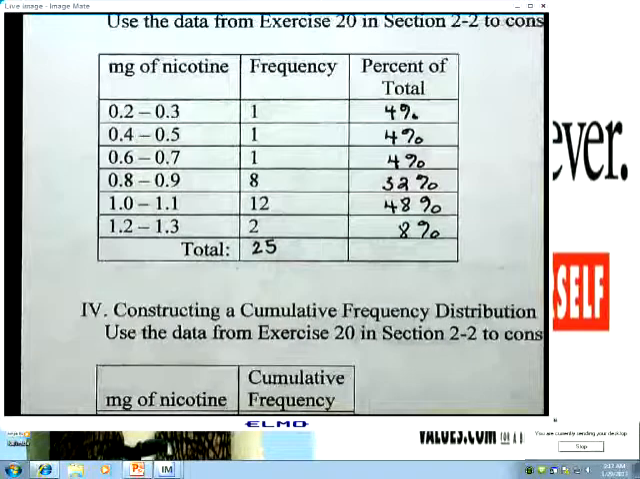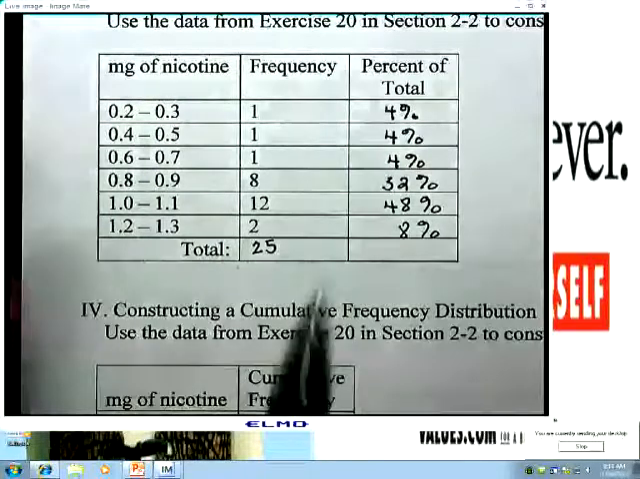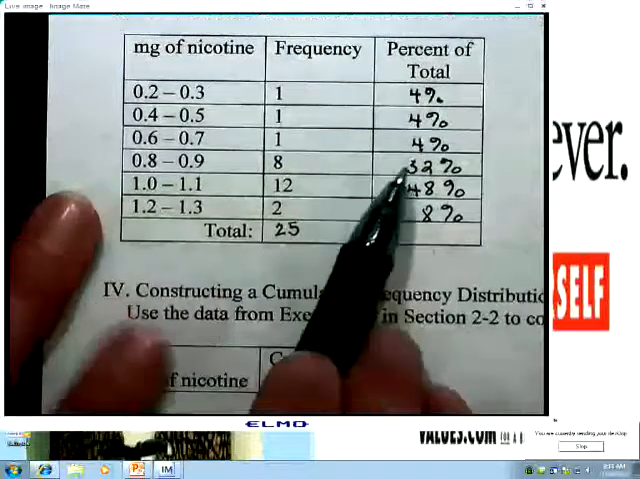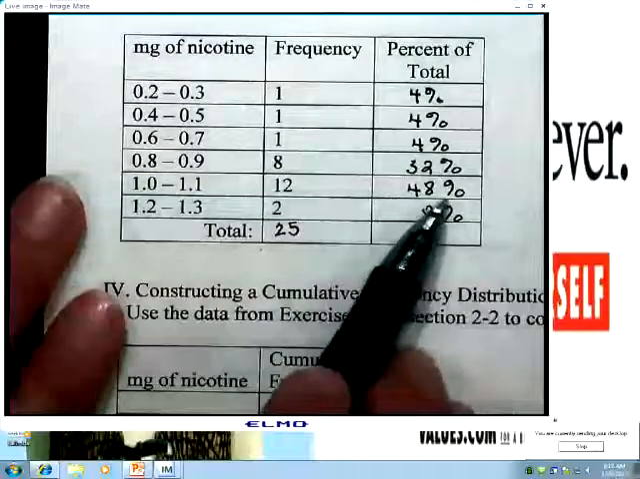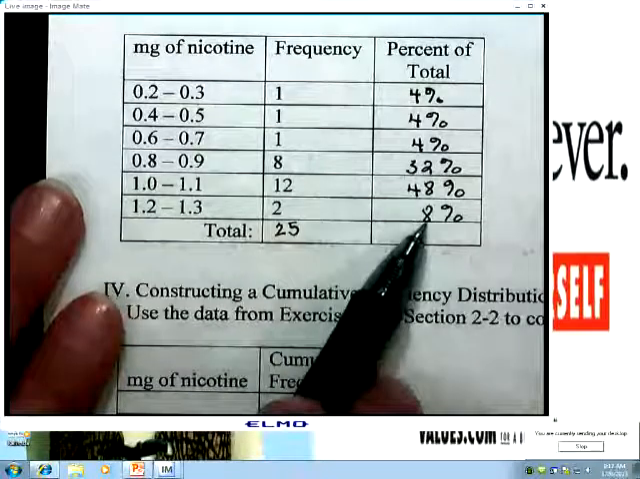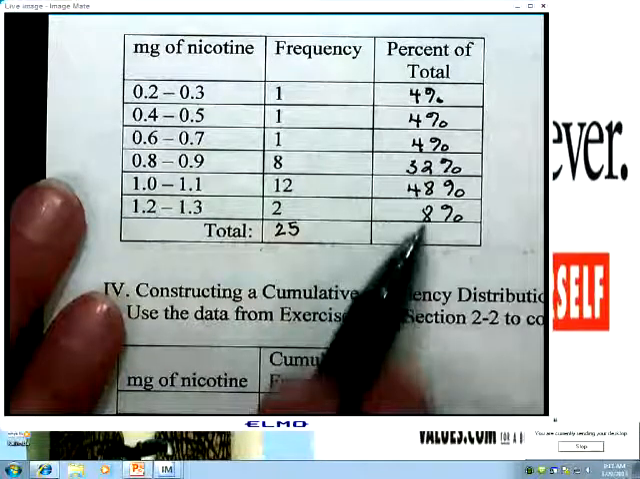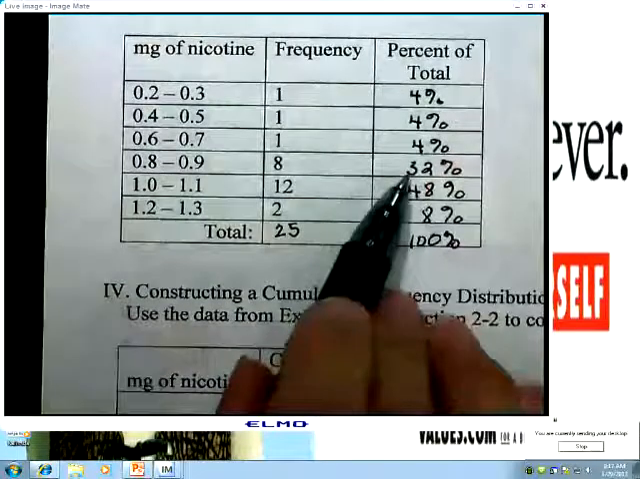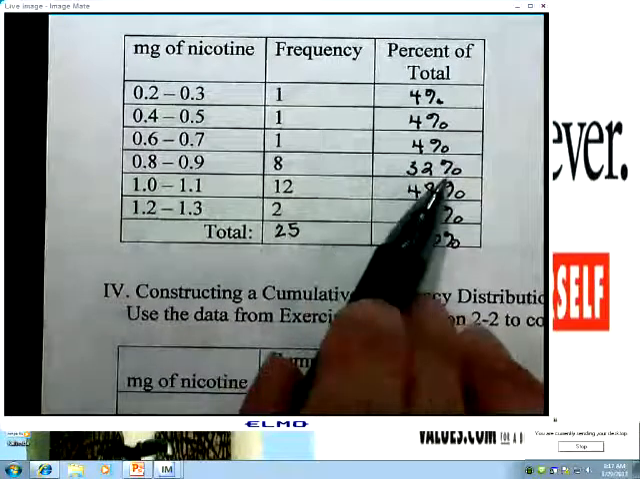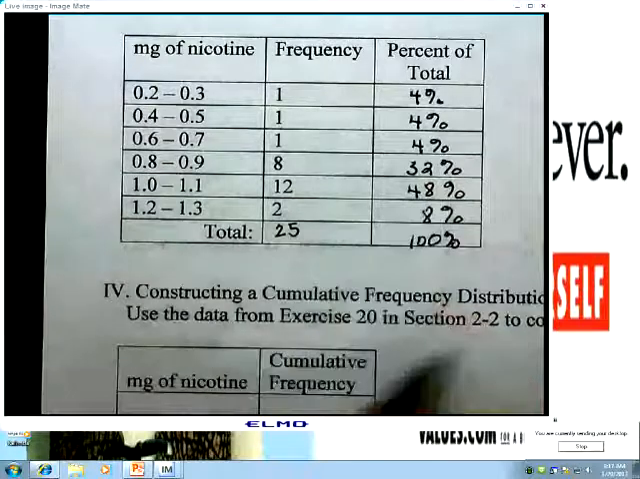How could you make sure you didn't just make a math error punching on the calculator? What should those percents add up to? 100%. Let's see if they do. There's 12 and 32 is 44, and 48 is 92, and 8 is 100. Let me double check that. 12, 44, 92, 100. 100%.